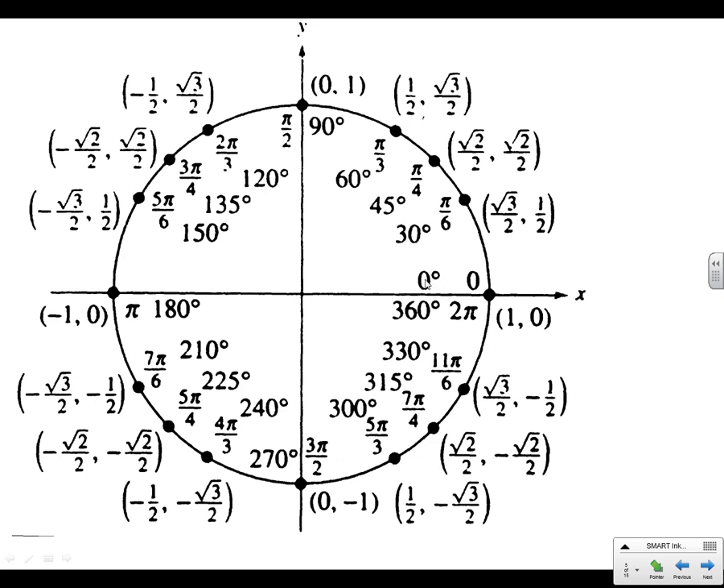Let's take a look at some things. So these are our angles. It's degrees and radians. So we start with 0 degrees and 0 radians. And I'm just going to look at the angles to start. So here are our important angles: 0, 30, 45, 60, and 90. Those match up with 0 radians, pi over 6 radians, pi over 4, pi over 3, and pi over 2.